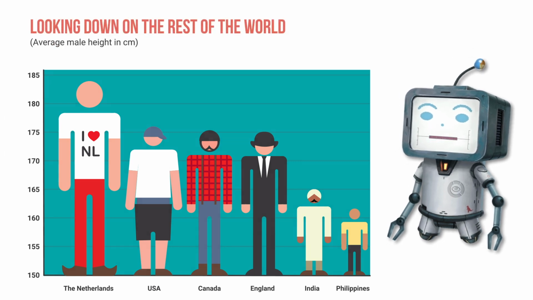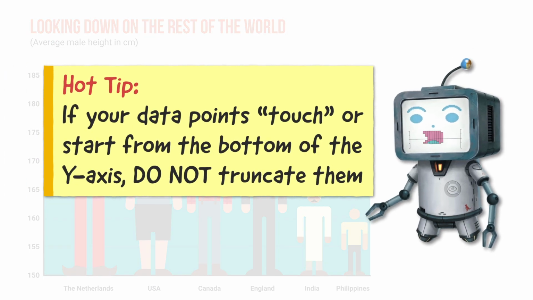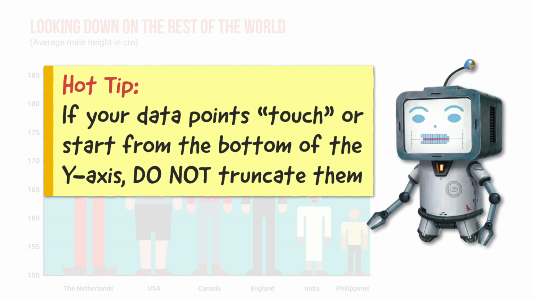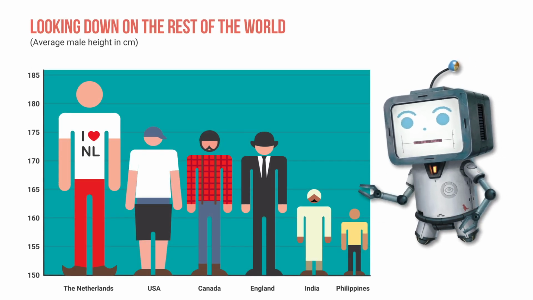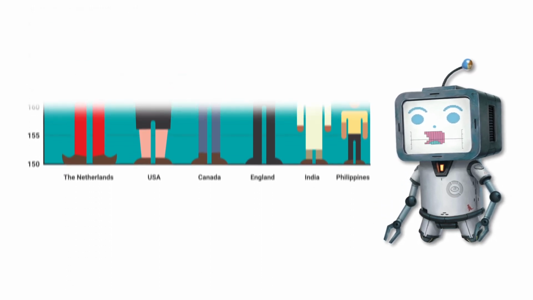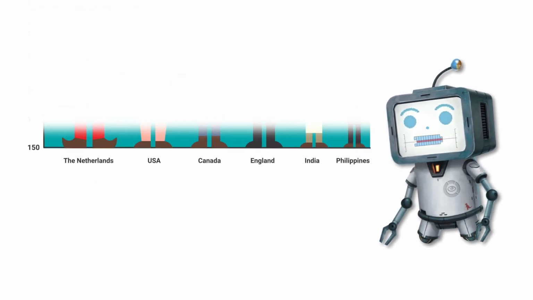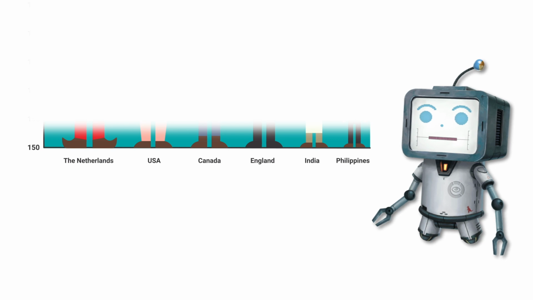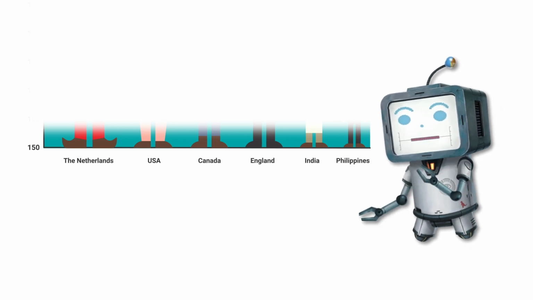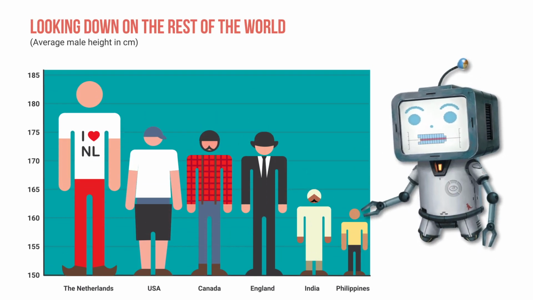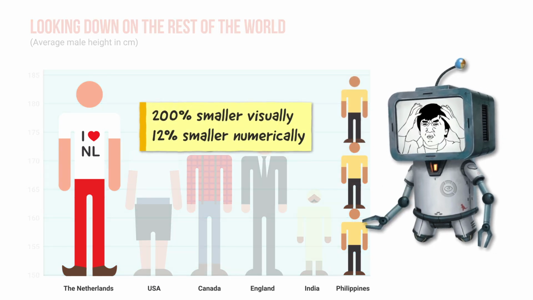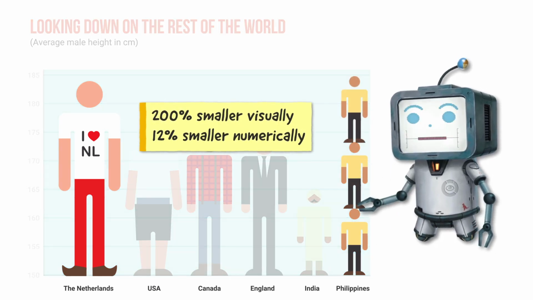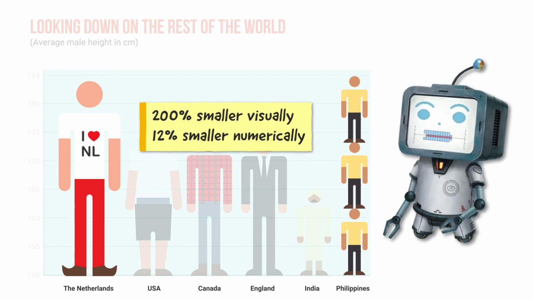So here's a tip: if your data points touch the bottom of the y-axis, don't truncate them. This is perfectly demonstrated here with this viz. In real life, the Philippines data point's feet wouldn't start at 1.5 meters. Yet here in this data viz, they do. It confuses the audience as it makes the Philippines data point visually seem 3 times smaller than the Netherlands data point, whereas it's only 12% smaller when using the metrics.